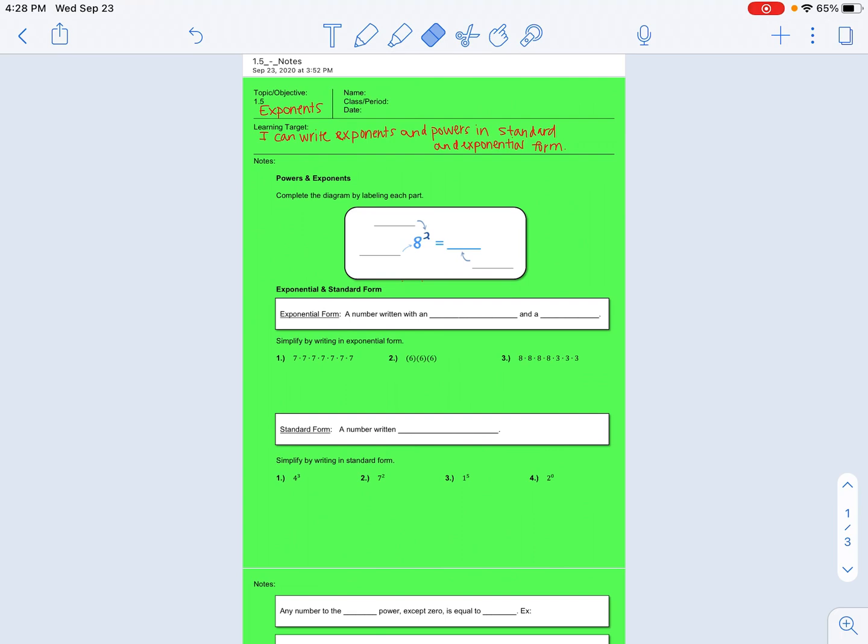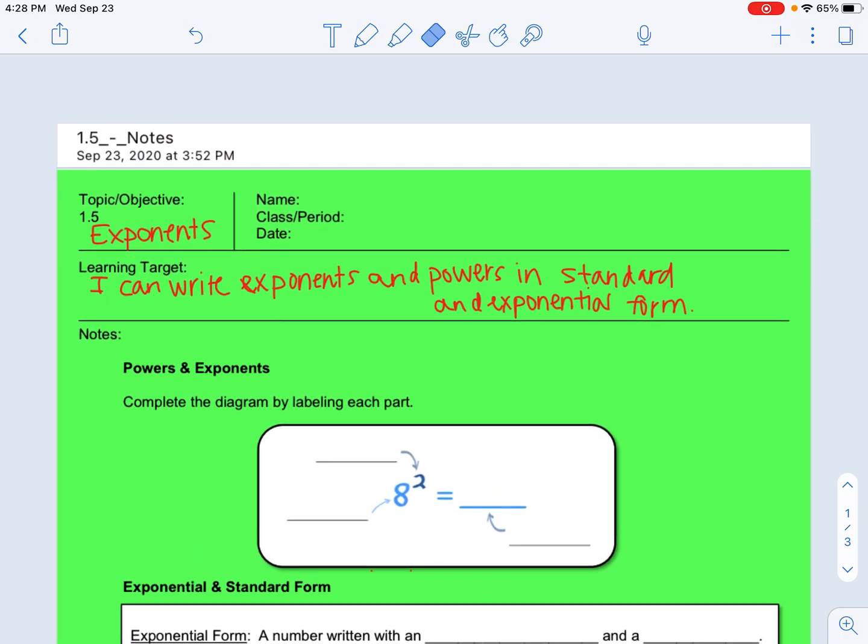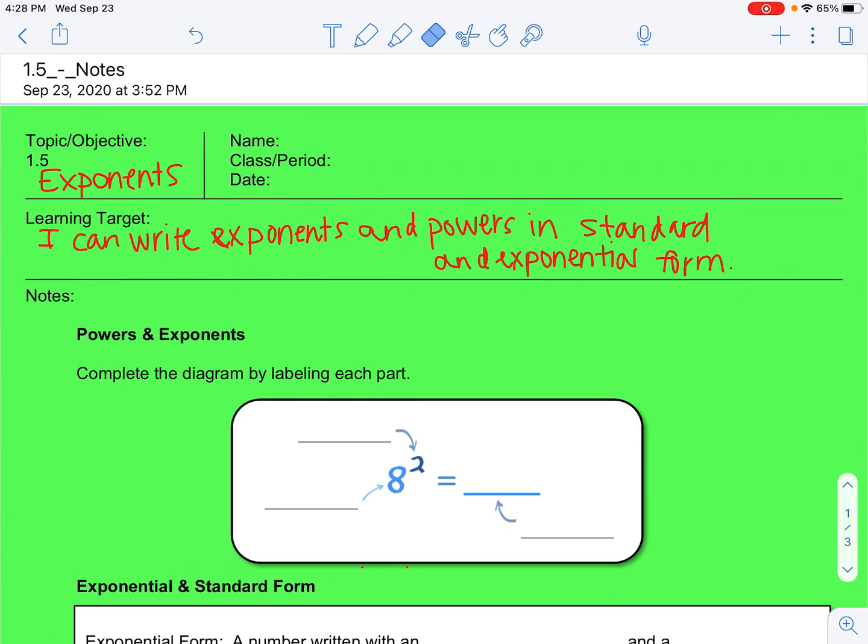Today we are going to be talking about 1.5, which is all about exponents. So if you want to fill out our topic and objective, which is exponents, and our learning target, we will get started. Our learning target is: I can write exponents and powers in standard and exponential form.